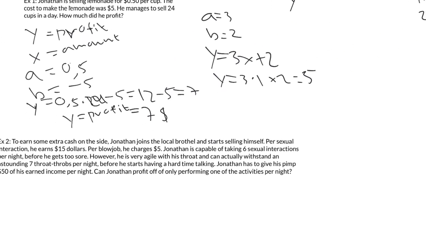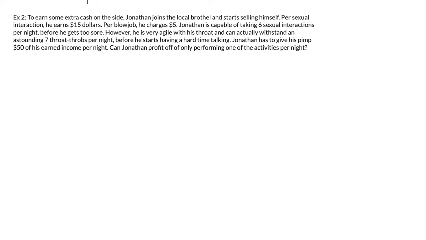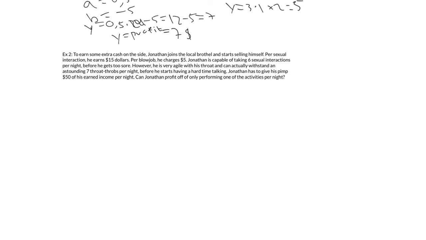So let's look at a third problem here. This one's going to be a bit more complicated, but it should hopefully make sense in the end. So, to earn some extra cash on the side, Jonathan joins the local brothel and starts selling himself. Per sexual interaction, he earns $15. Per blowjob, he charges 5.